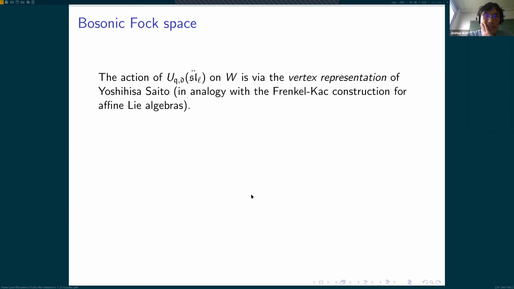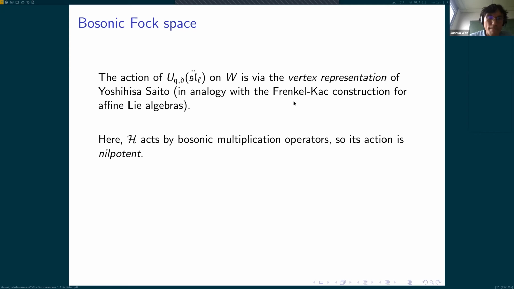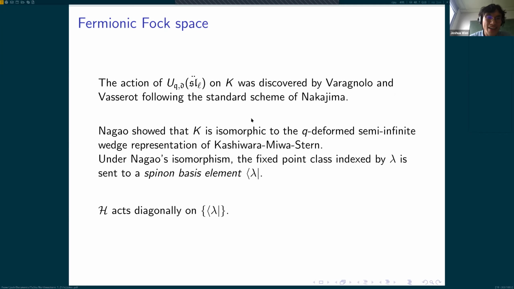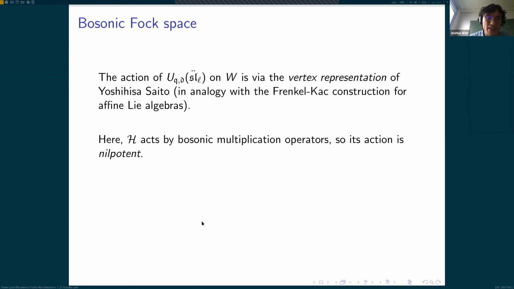Now, on the bosonic side, on the symmetric function side, you have just the good old vertex representation, defined by Yoshihisa Saito, but there's a long history of these kinds of constructions, due to Frenkel and Kac. And here the Heisenberg acts by just multiplication by bosons. So on the one hand, on K, H acts diagonally, while on W, if it were finite dimensional, this action would be nilpotent. It's off-diagonal.